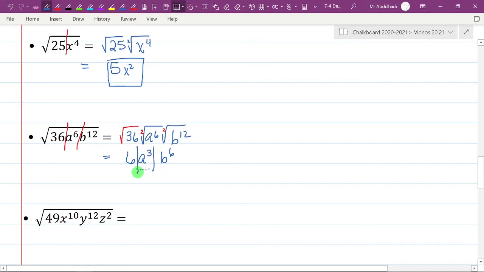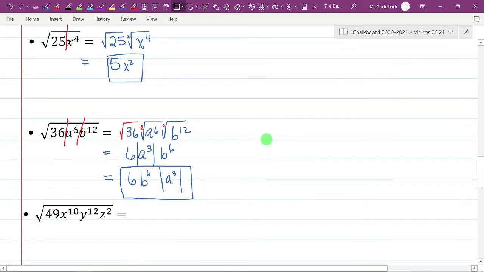Now, if you have absolute value bars, they have to be on the end of the expression. So we have to rewrite this. We get 6, and then the b to the 6th, and then the absolute value bars go on the end here. And there's our answer. You don't leave the bars in the middle like that. You move it out to the end. Okay, let's try one more.